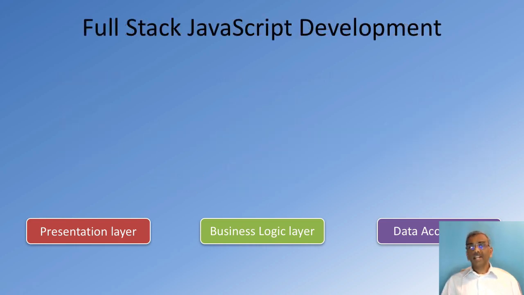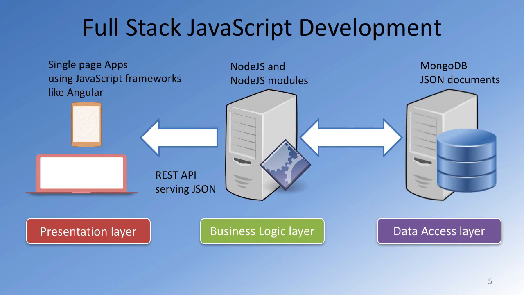There is an increasing trend towards using a single language to implement the entire stack, this being JavaScript. So you could have the front end implemented, for example, as a single page application using frameworks like Angular. You have the server side or the business logic layer being implemented using technologies like Node.js, which is also dependent on JavaScript. And then you have the data storage itself being implemented using technologies like MongoDB, which stores data in the form of JSON documents.